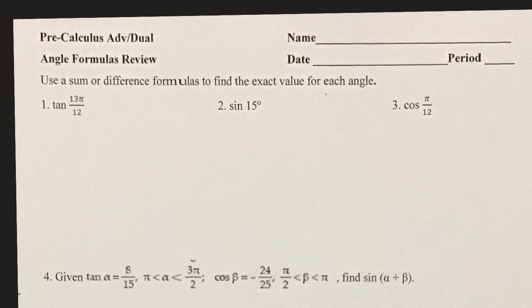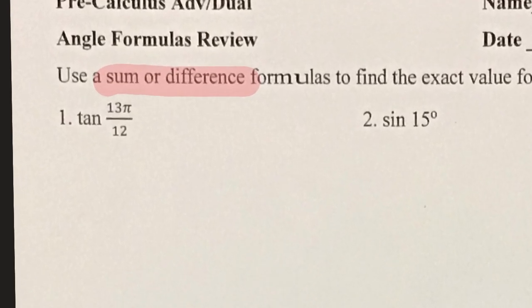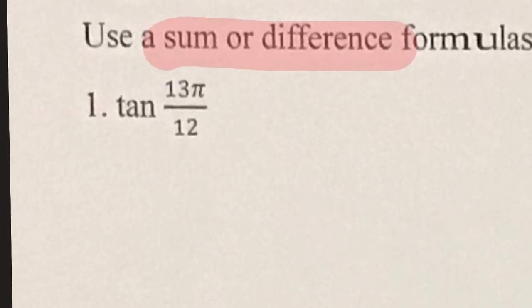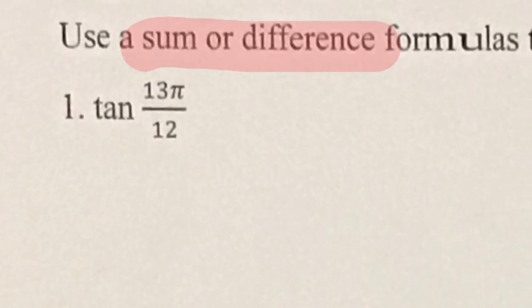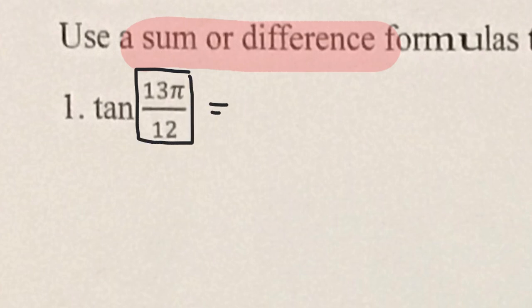So hopefully you have your formula sheet with you, so you know to use a sum or a difference formula. Okay, I guess it doesn't really matter which one you use. So let's think about the first step. Our first step is to split 13 pi over 12 into two angles that add up to 13.